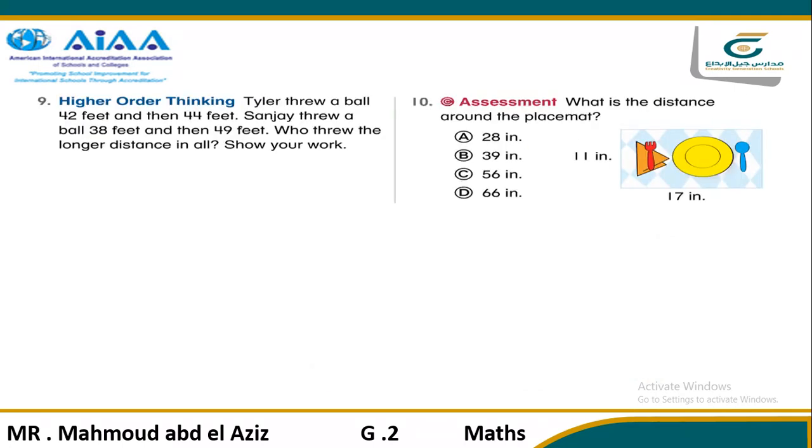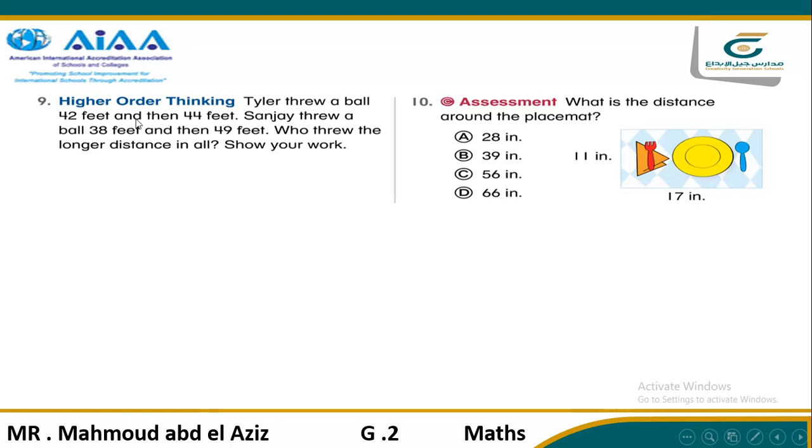Another question. Tyler threw a ball 42 feet and then 44 feet. Look at this word, and then 44 feet. Sanjay threw a ball 38 feet and then 49 feet. Who threw the longer distance overall? And show your work. First, what's the distance of Tyler's throws? Here 42 feet and then 44 feet.